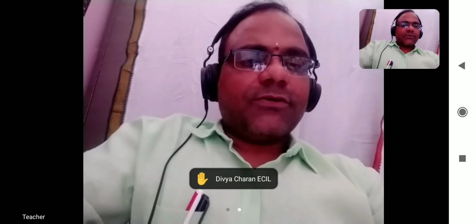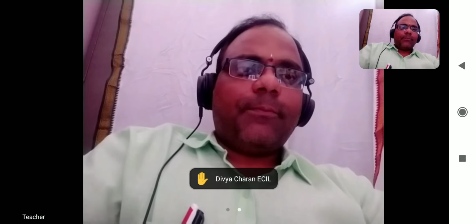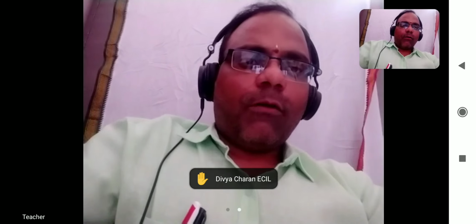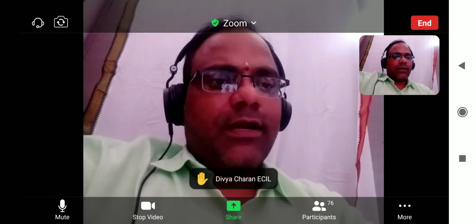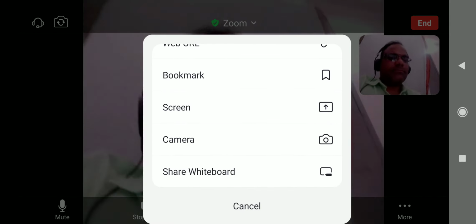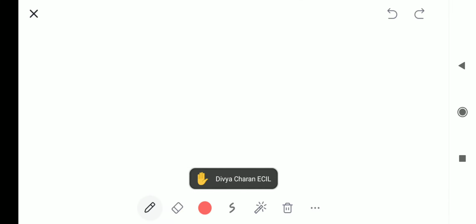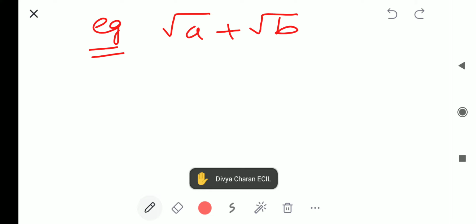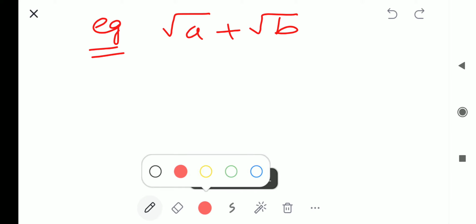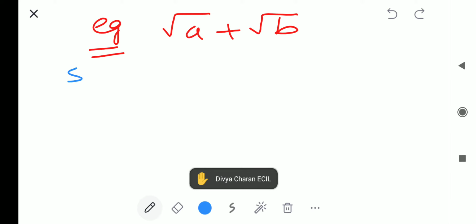Today I would like to discuss essay type indirect method of proof problem, children. Please look at the whiteboard, please. I would like to take an example. The problem which is of the type root a plus root b, where a and b are prime numbers. The problem is show that root 3 plus root 7 is irrational.